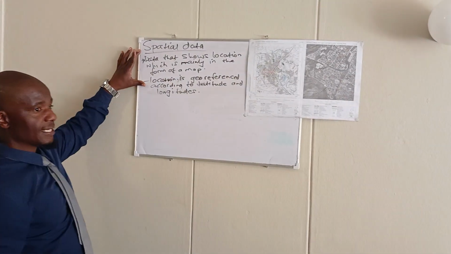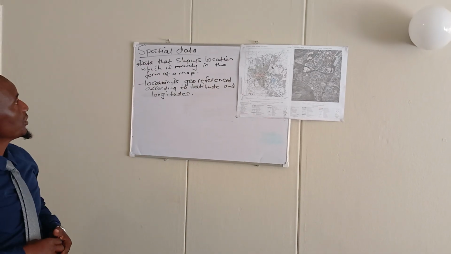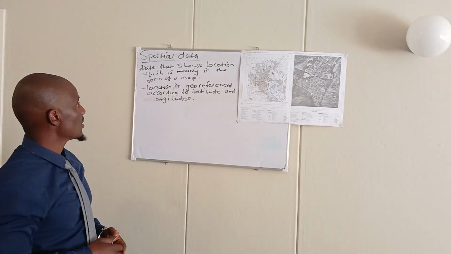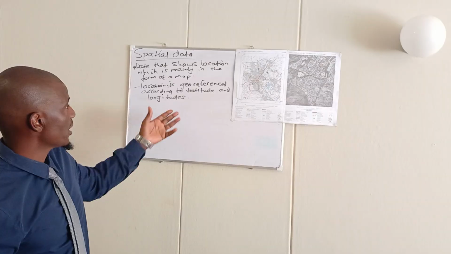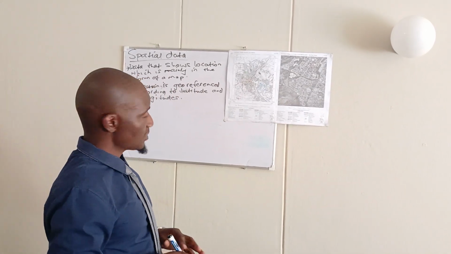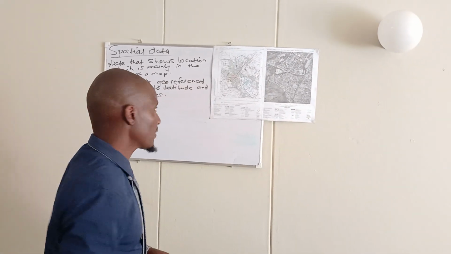So our spatial data, as it is written on this board, is data that shows location, which is mainly in the form of a map. Location is geo-referenced according to latitude and longitude coordinates. Basically, we are talking about the coordinates that show the location of specific features on a map. So the first thing I'm going to do is look at the features that you find on a topographical map.